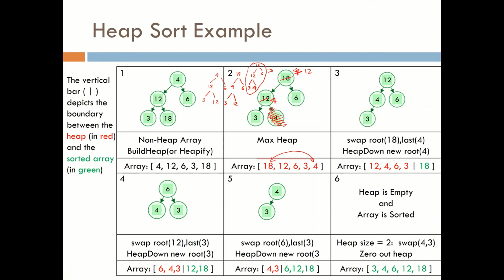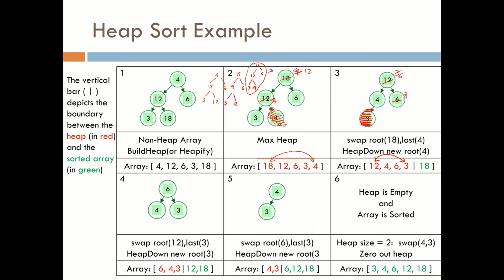Okay, so the next step is to swap the root with the last item. So we swap the 3 and the root, and then we decrement the size of the heap. So this guy is gone, and this guy is now a 3. Okay, and we have to heap down the 3. Well, both the 4 and the 6 are greater than or equal to the 3, so we'll take the greater of those, which is the 6. We heap this down, and the 3 ends up here.